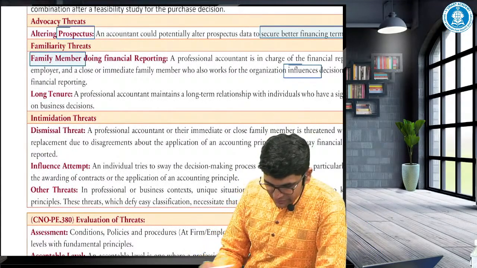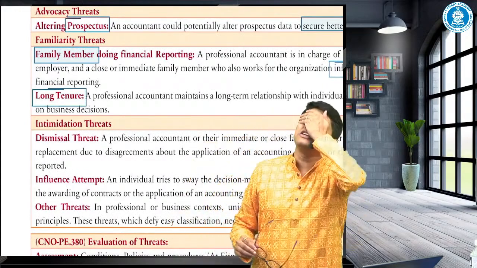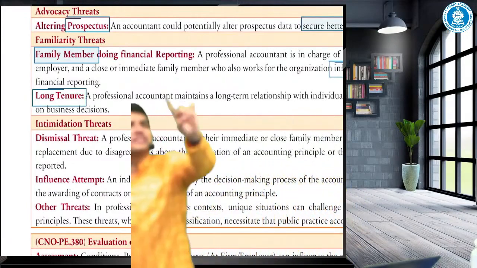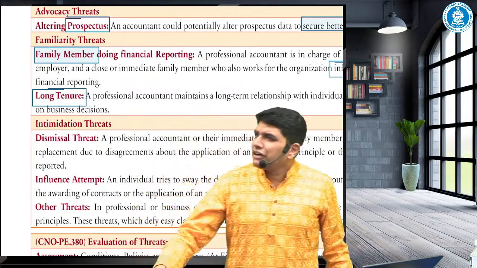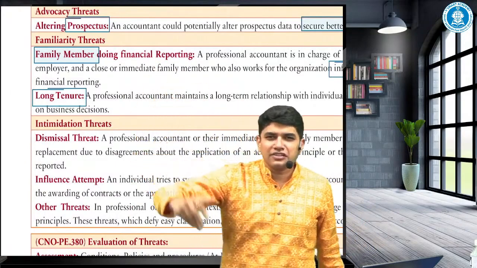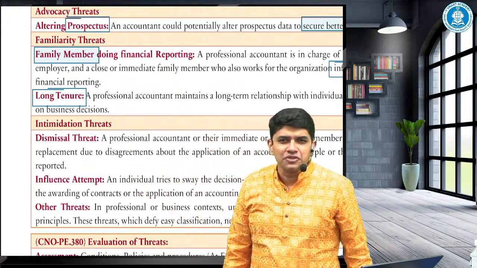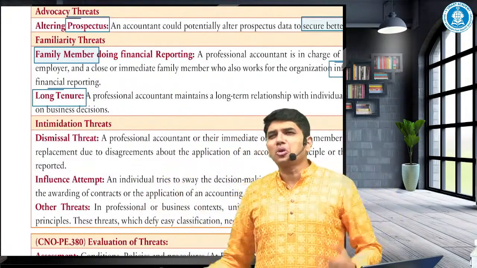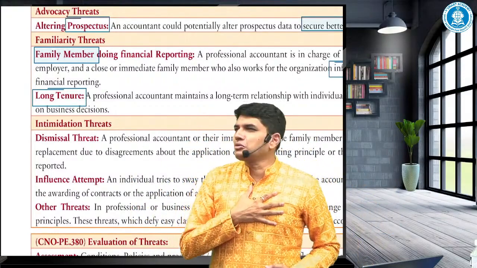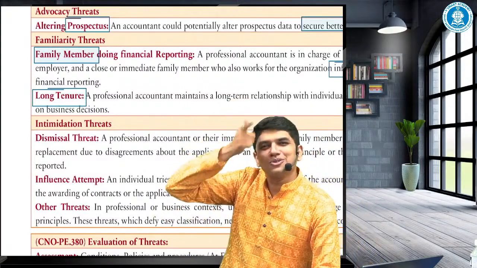Familiarity threat. Long tenure. I have been working in this company for the past 20, 30, 40, 50 years. I cannot see this company in any problem. I want this company to be shining always, to grow like anything, to be the best company. I will falsify everything so that the company gets money, gets loans, gets funding. It is an emotion for me. It is not just a company for me. It is an emotion for me. Out of emotion, you may do wrong things.